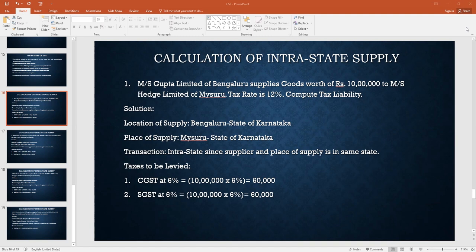So our total transaction price is 10 lakh, and on 10 lakh, 6% we need to give to the center and another 6% we need to give to the state. So here the central GST will come to 10 lakh into 6%, 60,000, and state GST will come to 10 lakh into 6%, another 60,000. So this is how we need to calculate it. Let us see another example.